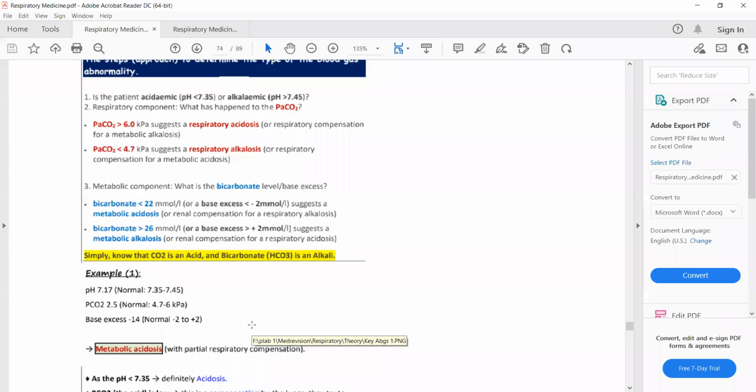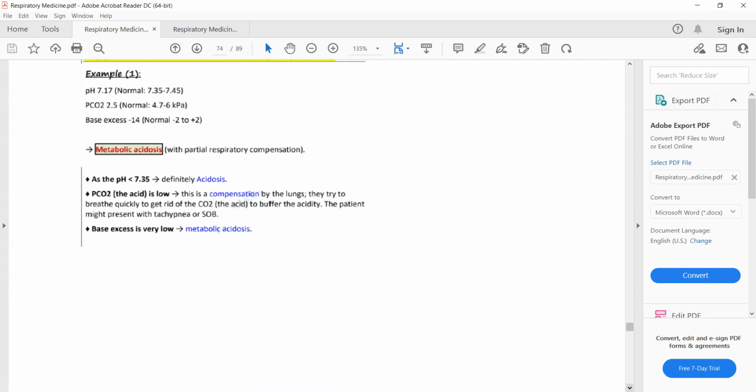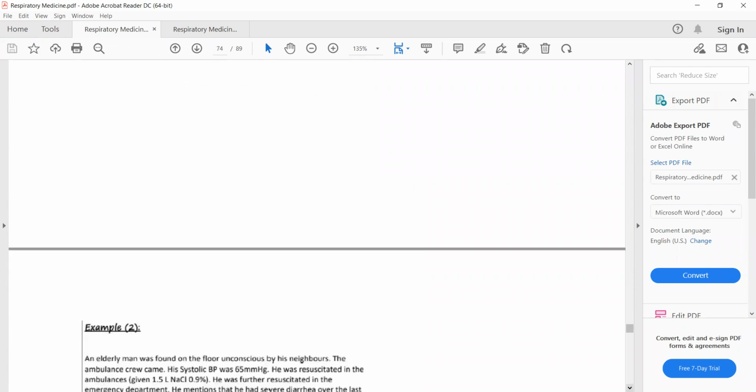Dr. Shah, can you explain about this base excess minus 14? I'm unable to understand that. Yes, that's what I want to ask. Yes, base excess minus 14. Can you please explain that?